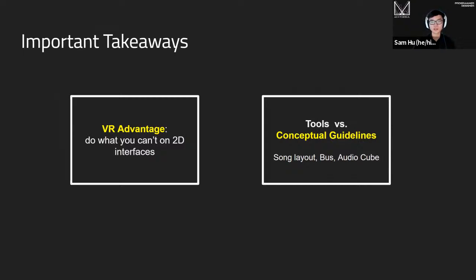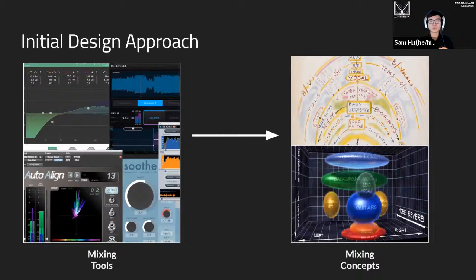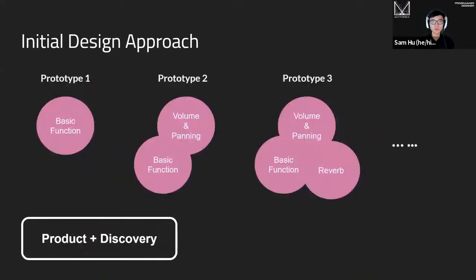These insights we got from talking to industry professionals and novice musicians really solidified our choice of VR and formed our design guidelines. Our initial design approach was that we start with prototyping on mixing tools such as volume, panning, and reverb, and then move on to mixing concepts such as AudioCube. We were planning to make basic functionalities first, and then subsequently add individual tools into the experience as the prototyping goes on. So essentially, we were going to discover through prototypes while also making a cohesive product experience at the same time.